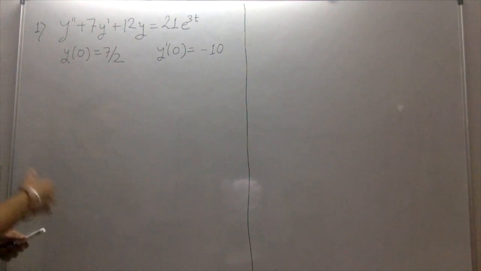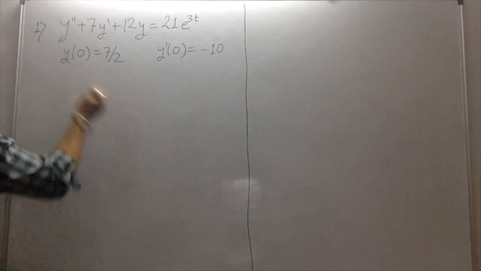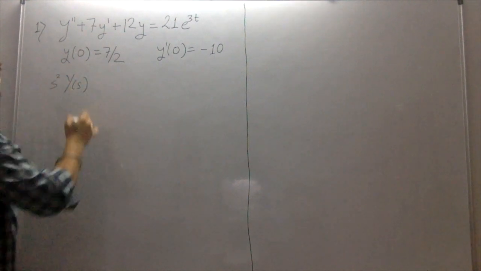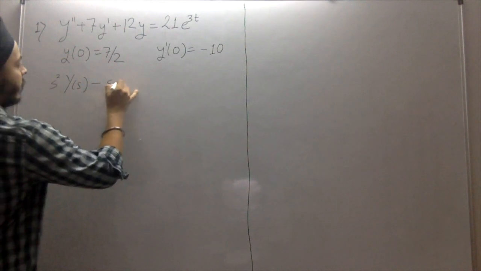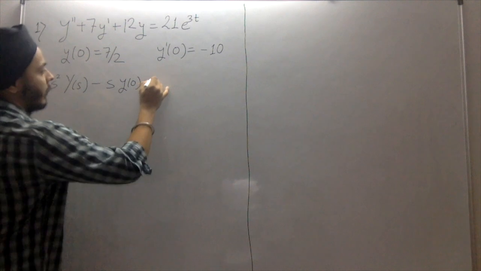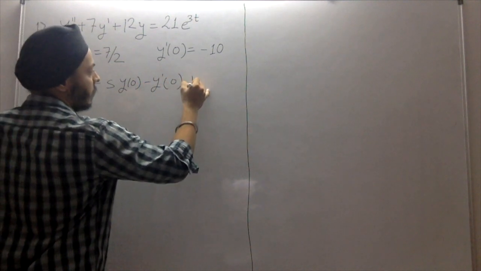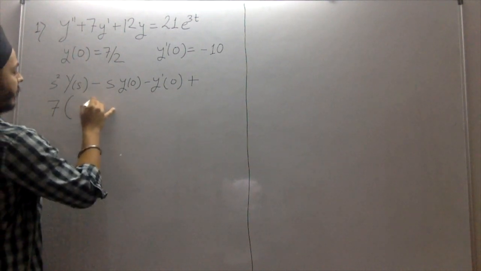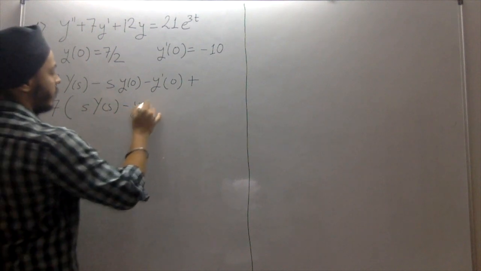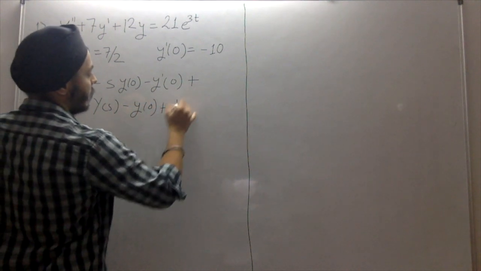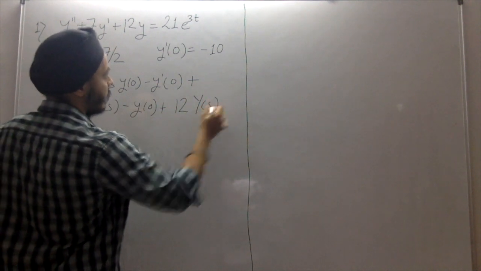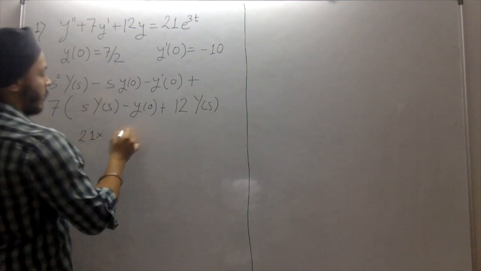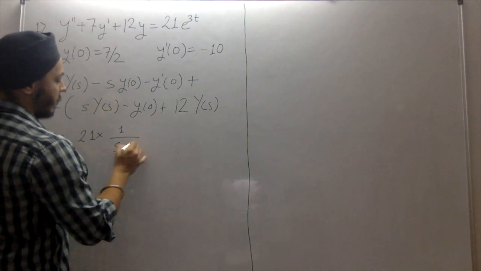We will be taking Laplace transformation on both the sides. So we know that Laplace of y double dash will be s square times y of s minus s times y of 0 minus y dash 0, plus 7 times Laplace of y dash, which is s times y of s minus y of 0, plus 12 times y of s, which will be equal to 21 into 1 over s minus 3.